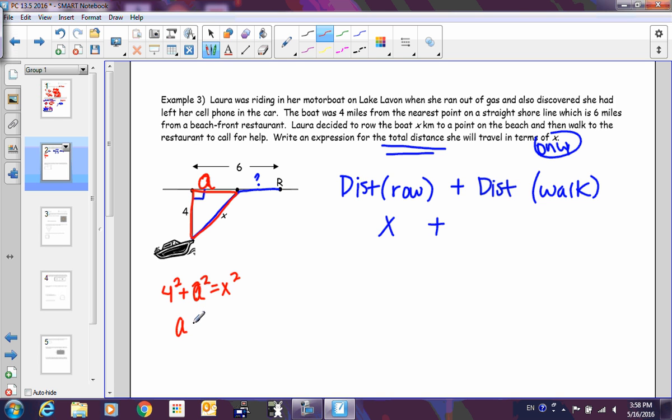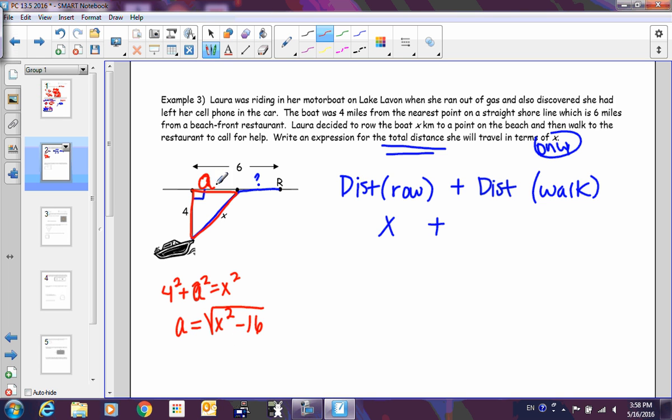So A squared would be X squared minus 4 squared, and you want to call that 16, great. And then you would square root it. This is not X minus 4. It does not simplify like that, and you don't have to do that anyway. Even if it did simplify, I probably wouldn't do it, but it doesn't, it's not X minus 4.